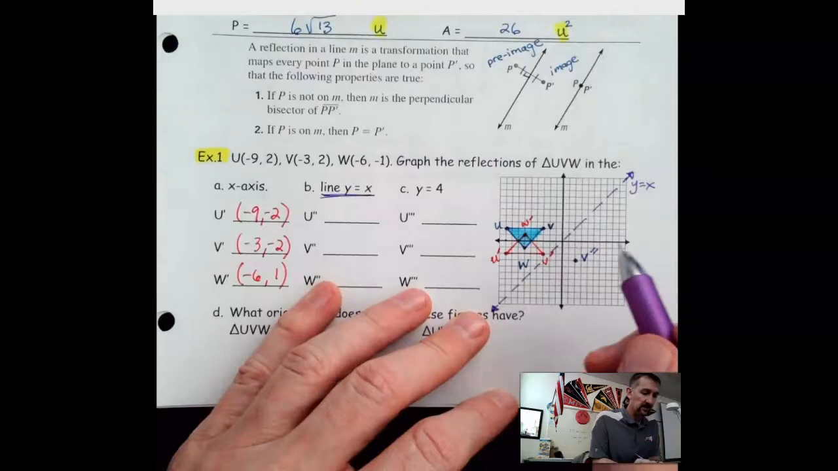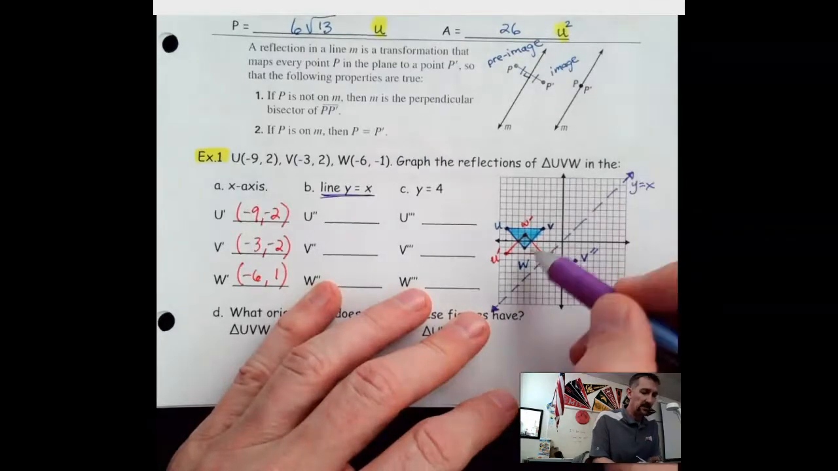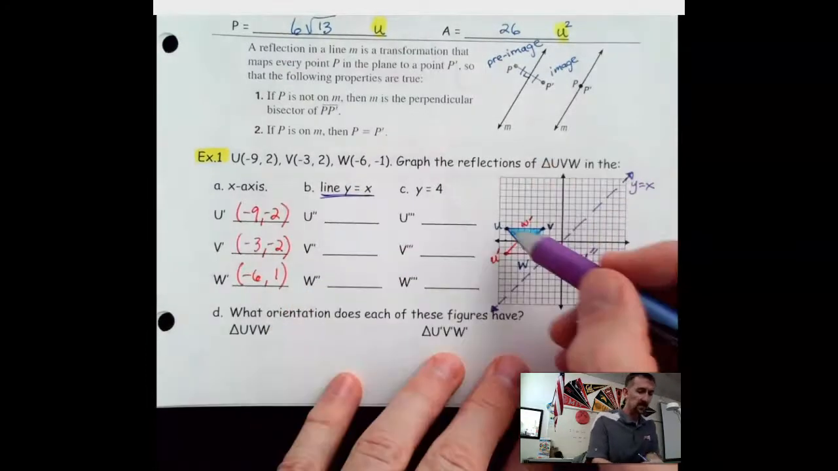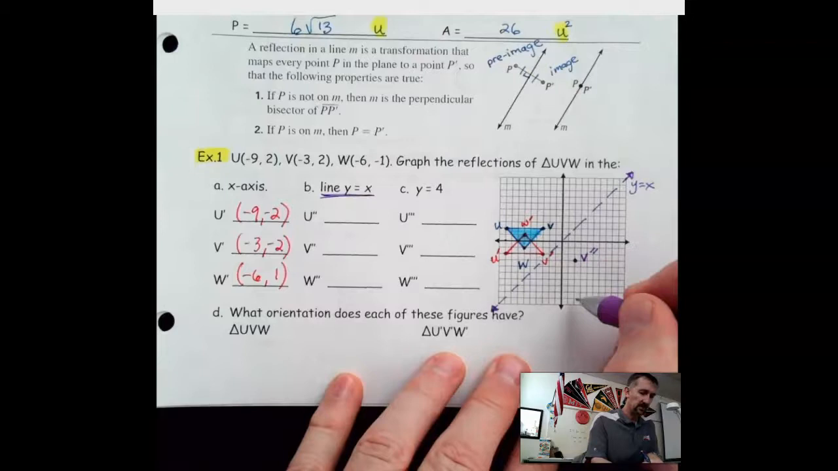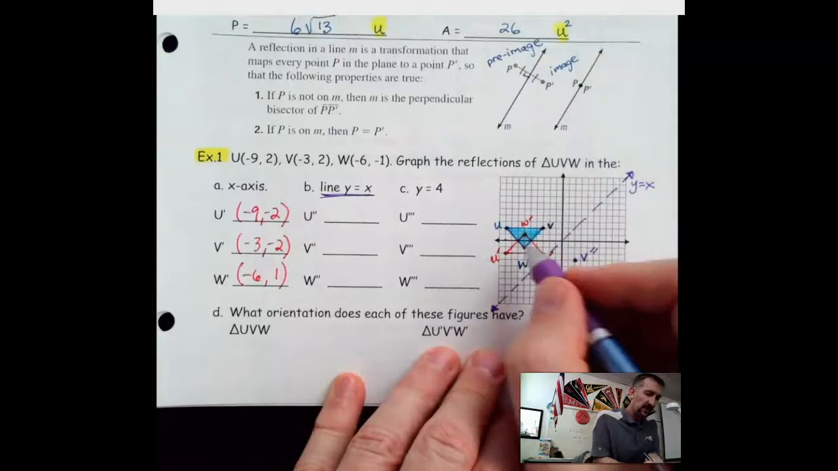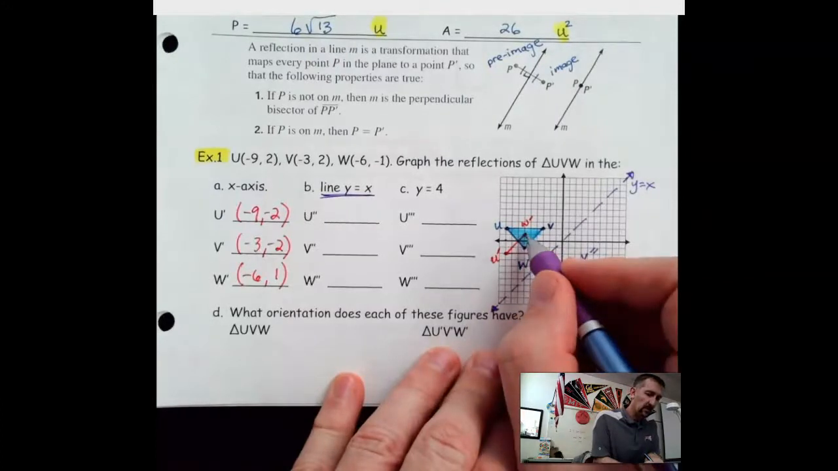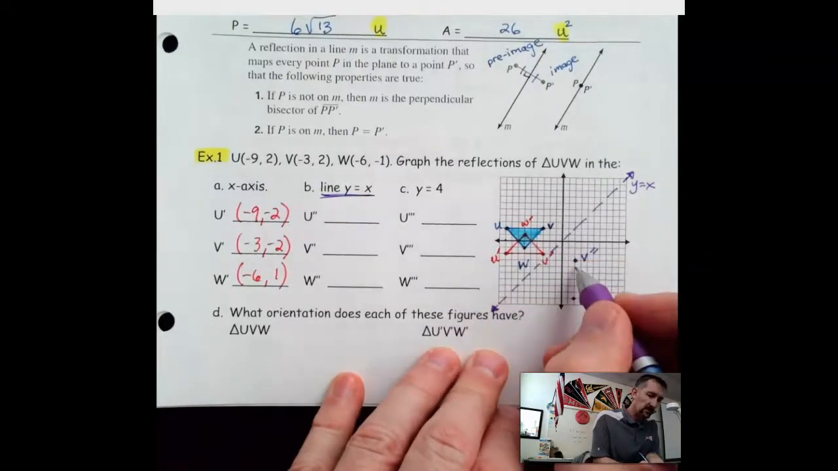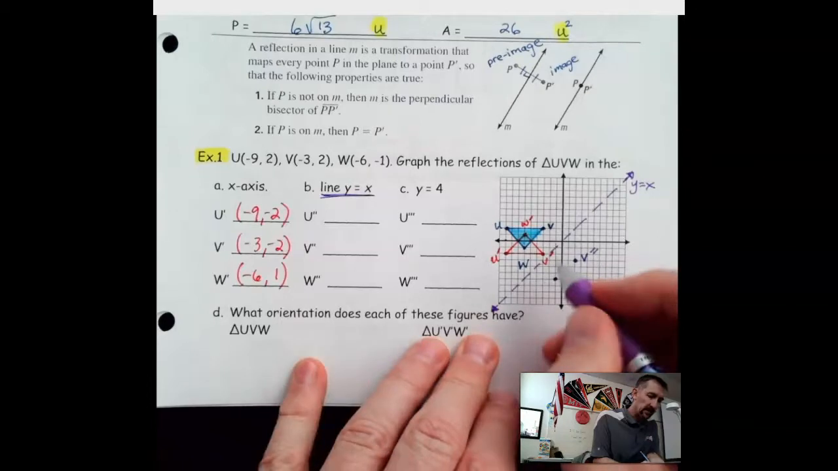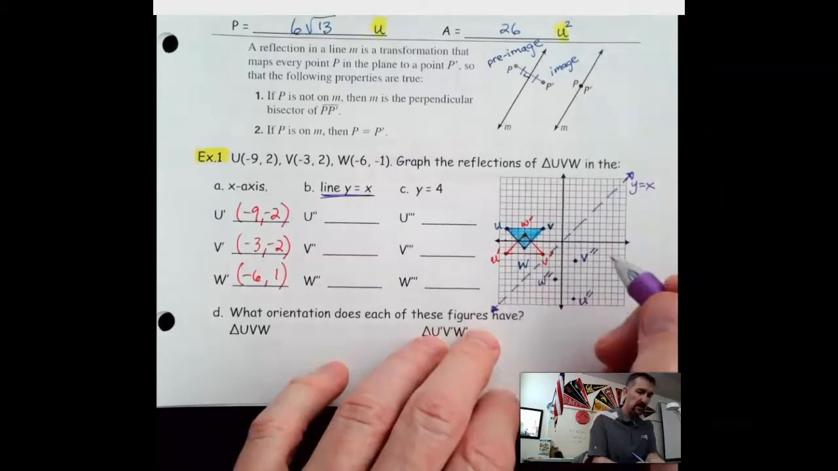Now, there's a couple different ways you could look at this. You could realize that that triangle is being flipped over here, so this is going to be in the same place. So that's going to be u double prime. And then if you think about where this was, that was 1, 2, 3, 1, 2, 3. So I go 1, 2, 3, 1, 2, 3. So I could do that. That's going to be w double prime.